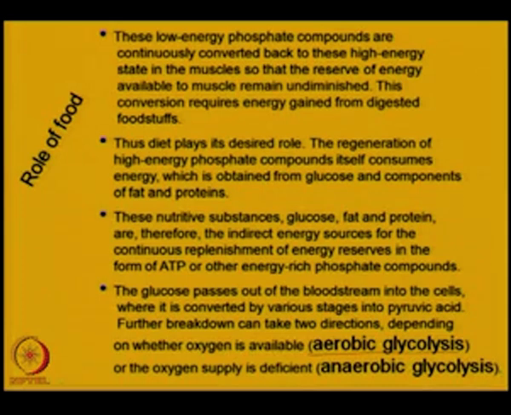The glucose passes out of the bloodstream into the cells, where it is converted by various stages into pyruvic acid. Further breakdown can take two directions depending on whether oxygen is available, aerobic glycolysis, or the oxygen supply is deficient, then it is anaerobic glycolysis.